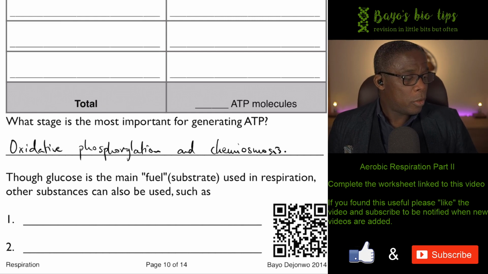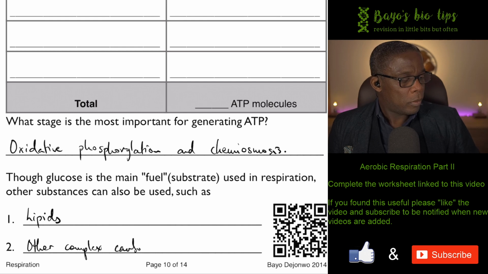Okay, so though glucose is the main fuel or substrate used in respiration, other substances can also be used. And so what we're getting at here is that glucose isn't the only thing that can be used in respiration, even though you've been taught in the past that that is the case. But you could use lipids, for instance. You could use other complex carbohydrates. You could use even proteins, so it all depends on what is readily available.